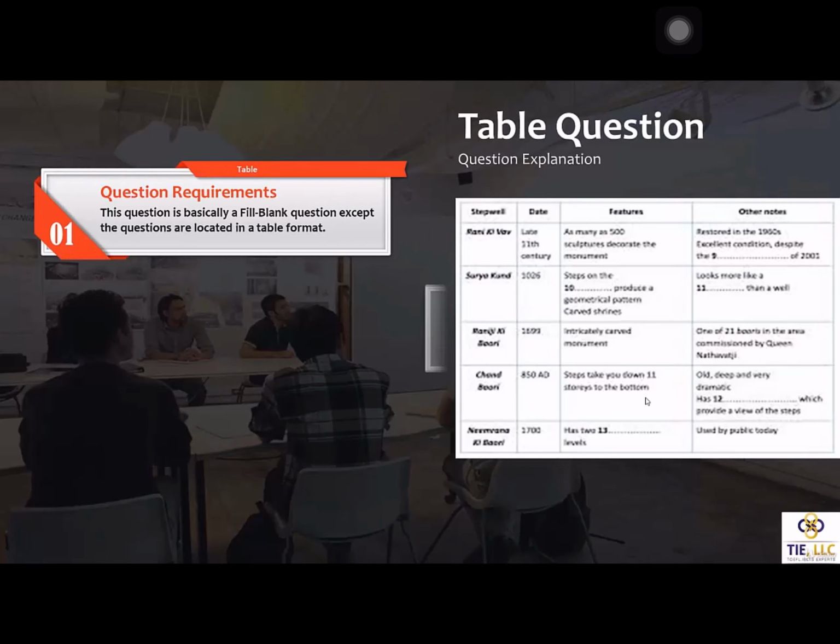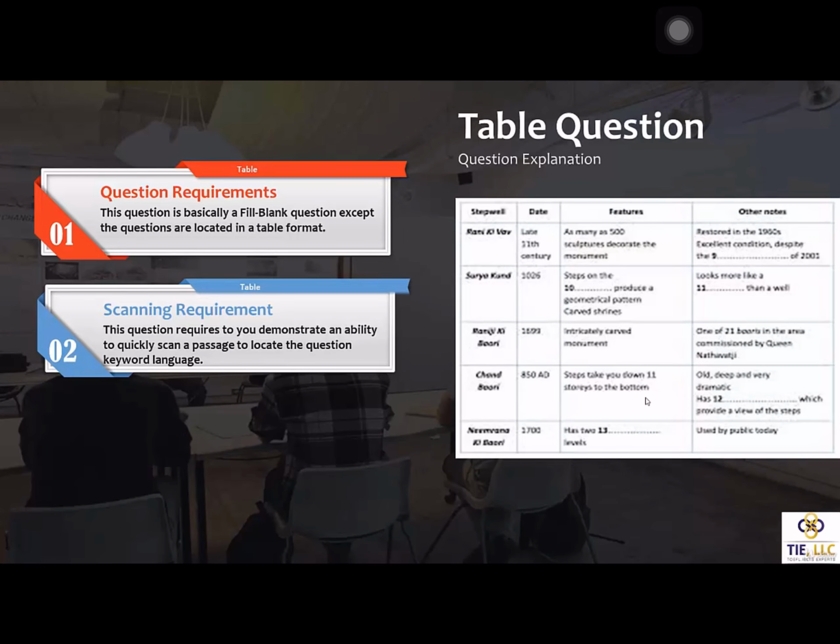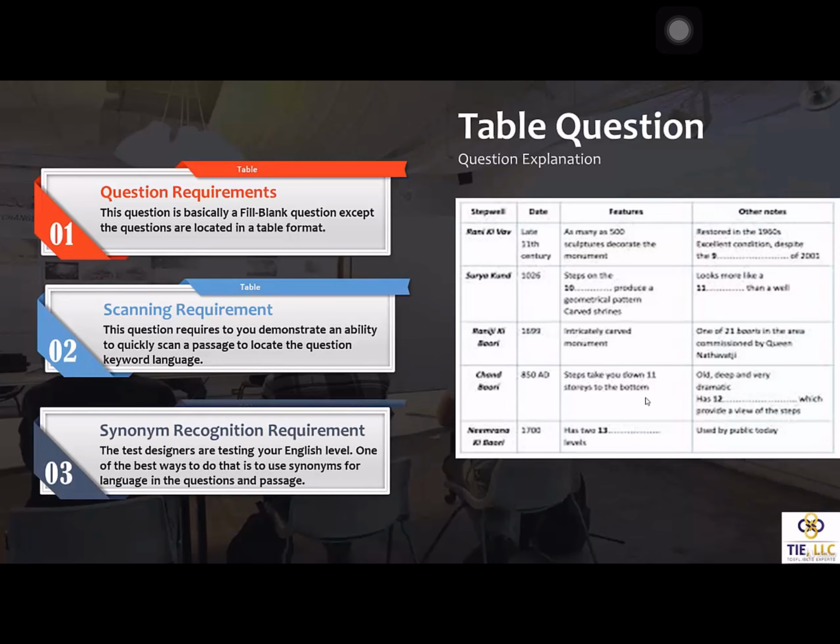So this is basically a fill-the-blank question, except the questions are located on the table. It has the same scanning requirement as a fill-the-blank question, where you have to look at the sentences in the box and then scan the passage and find that matching sentence, read it, and then select the word that goes on the blank line. And guaranteeing your accuracy in doing this by focusing on the language that's before and after the blank line. Of course, you have to focus on synonym language, especially when you're dealing with the words that are before and after the blank line, because that's how they try to make it difficult sometimes.